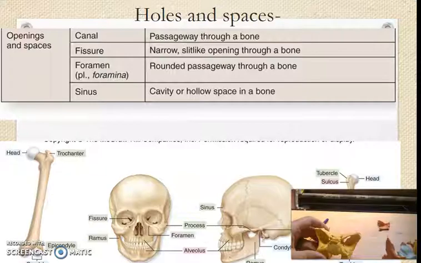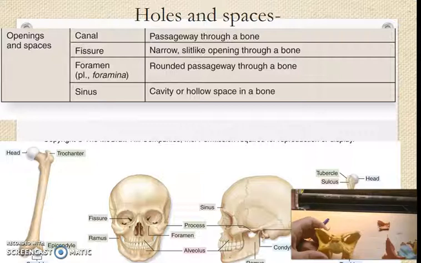So lastly, we're going to talk about holes. These are passageways for blood vessels, for nerves, and they differ in size. Canals are a passageway, and foramen are a rounded passageway. Usually the only difference between the two is it sounds better. Carotid canal sounds better than carotid foramen. I've seen both. A fissure is what it sounds like, a big, jagged structure.